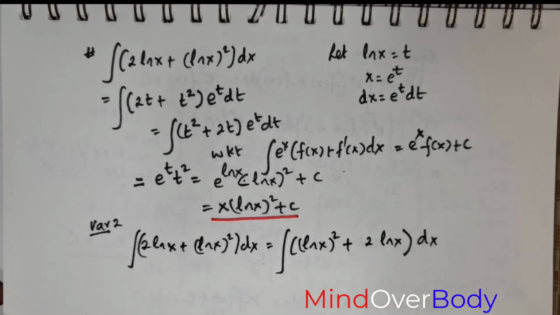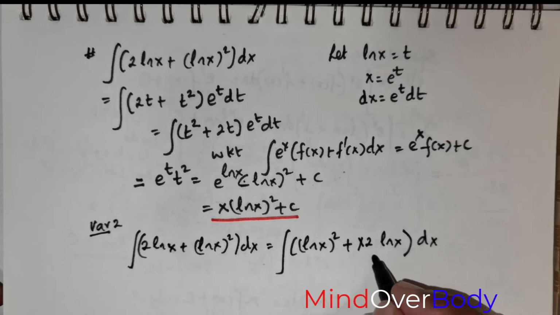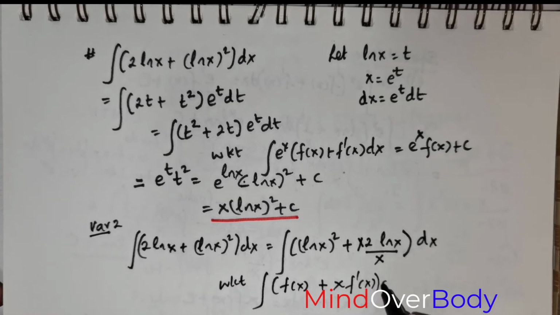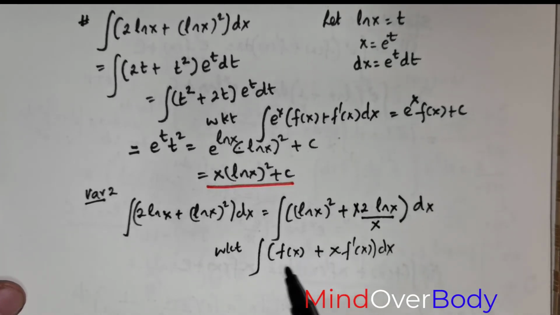times dx. Now what I wish to do is place x here and divide it by x. So in this fashion, what I'm trying to do is achieve f of x plus x times f dash of x times dx. This is exactly what my requirement is. So my target is this expression. I should have it here.